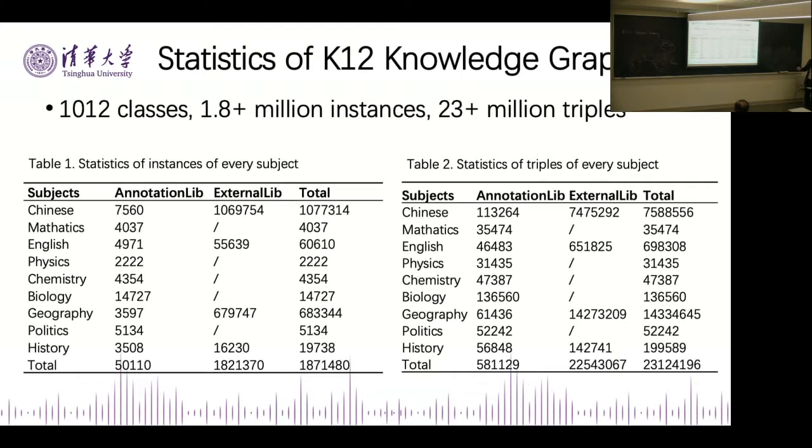Then this is what we got for the K-12 knowledge graph. Finally, we got more than 1,000 classes and 1.8 million students and 23 million triples. And for each subject, we have the annotated library, and also we have the external library. And this is the statistics of the triples.